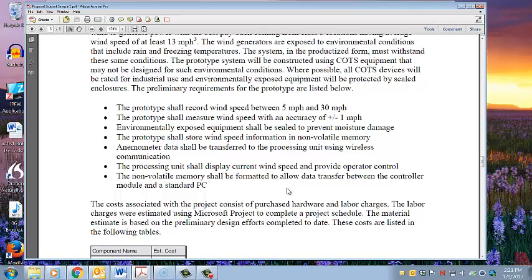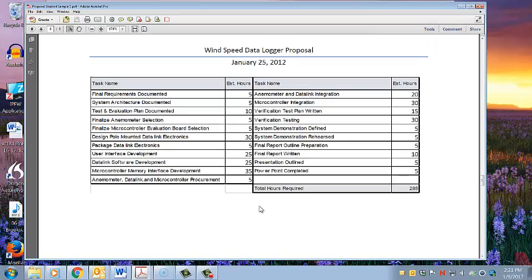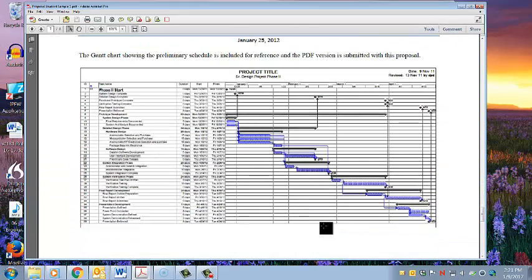Let's see here. You kind of get the idea. He's got really good information. Here is his time and task list. It's broken down from the Gantt chart rather than trying to plunk in the Gantt chart. But here's the Gantt chart also.